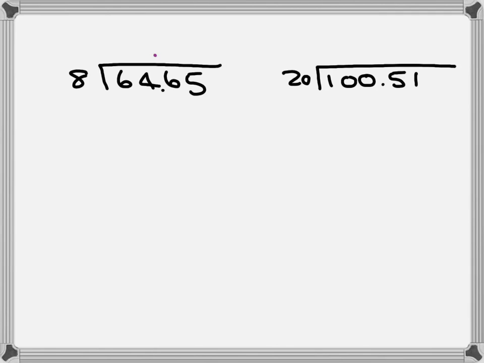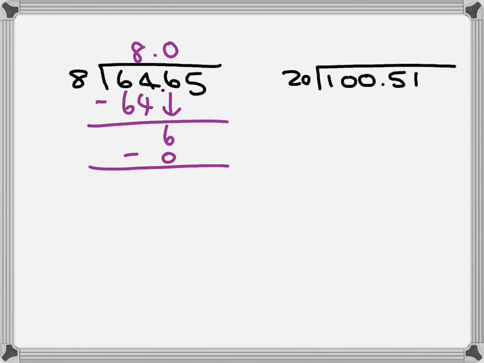Now, 8 into 64 will go 8 times. 8 times 8 is 64. 64 minus 64 is nothing. Bring down the 6. 8 into 6, 0 times. 0 times 8 is 0. 6 minus 0 is 6. Bring down our 5. 8 into 65, 8 times. 8 times 8 is 64. I'm going fast now because you're supposed to be an expert on long division already by now. 5 minus 4 is 1.